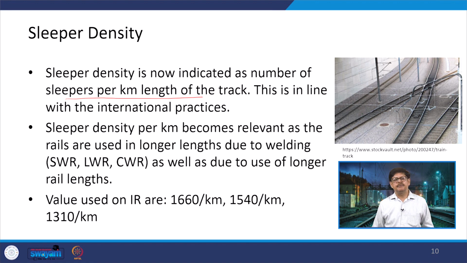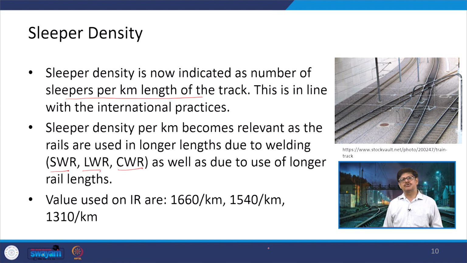Now, this sleeper density per kilometer becomes relevant as the rails are now used in longer lengths, and we are talking about the short welded rails, the long welded rails, and the continuously welded rails. So, when we are discussing and implementing these types of rails, talking in terms of a single rail length and the number of sleepers to be provided for that single rail length is not a justified manner of indicating these values.